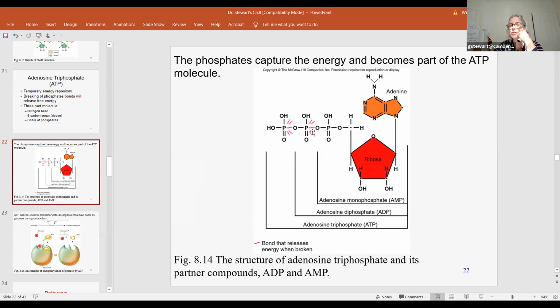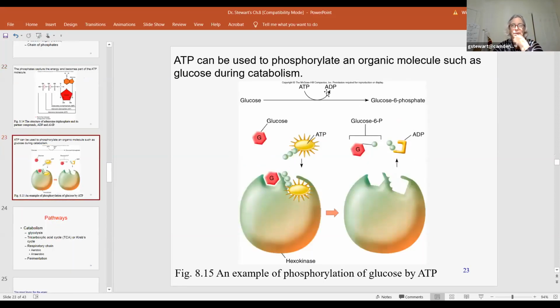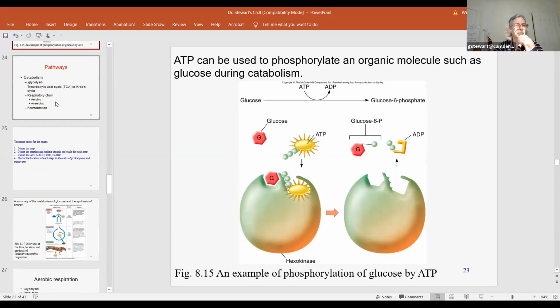There's still some energy released when you break the 2nd bond, but the 3rd bond is hardly ever broken, because when you get to AMP, usually this phosphate goes up and hooks onto the adenine and it forms a circular molecule that we call cyclic AMP.